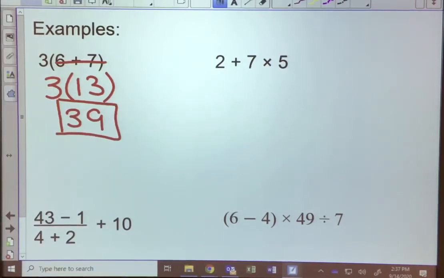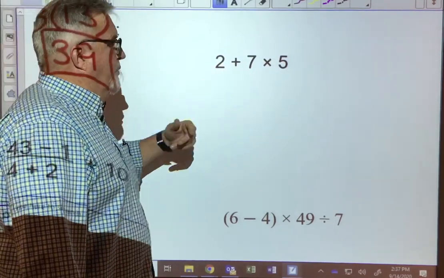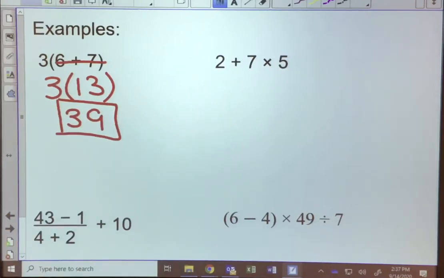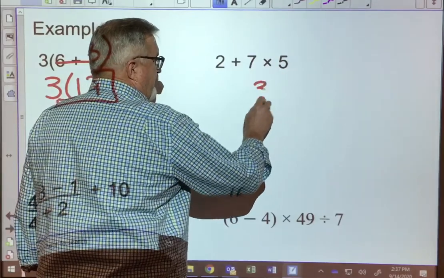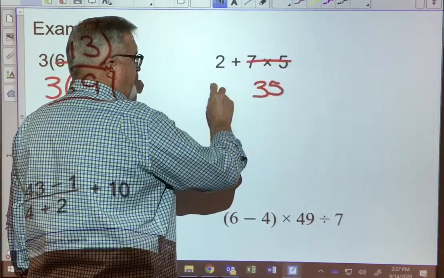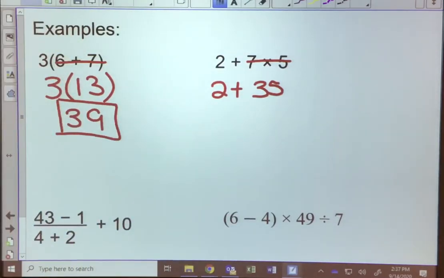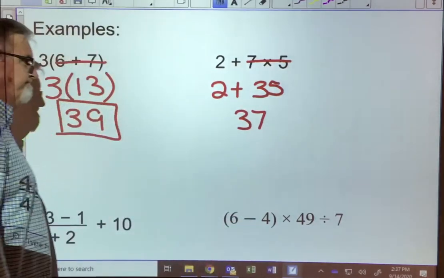So we need to do 3 times 13, and that's 39, and that's the solution to that, it's that expression simplified. On the next one there, we have 2 plus 7 times 5. We've got 2 operations in there. Even though the addition comes first in the problem, in the order of operations, multiplication comes before addition. So we're going to do the multiplication first, which 7 times 5 is 35. So I've taken care of that. I bring down what's left. It's just one operation left, so I go ahead and I do the addition, which is 37.